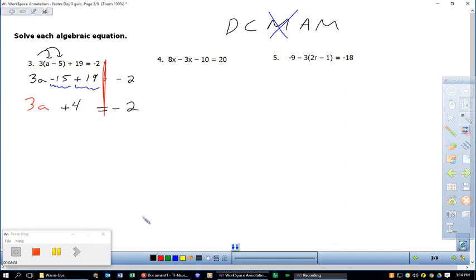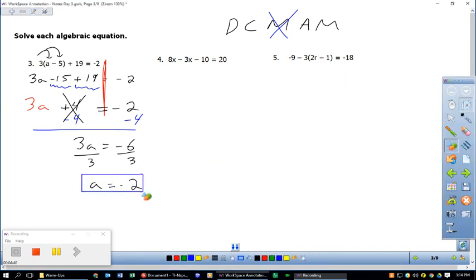equals negative 2. Now remember, if we do one thing on one side, we're going to have to do it on the other as well. So here, to solve this, next thing we have is add, subtract. Well, we've got the addition here, so we are going to subtract. So we're going to subtract 4 from both sides, which gives us a negative 6. And we get 3a. Dividing by 3, a equals negative 2. So our solution is a equals negative 2.